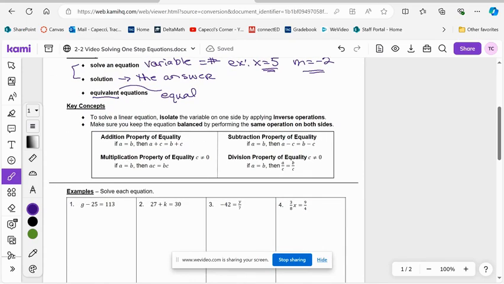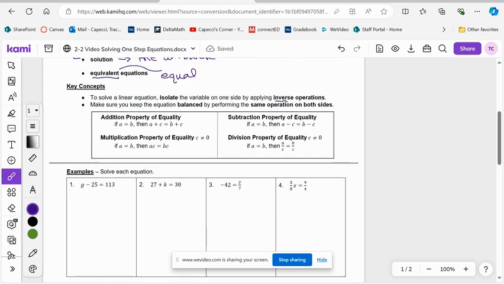Okay, here's some key concepts. To solve a linear equation, you're going to isolate the variable, meaning get the variable by itself on one side by doing the inverse, or sometimes people say the opposite operation. You must make sure that you keep the equation balanced by performing the same operation on both sides.